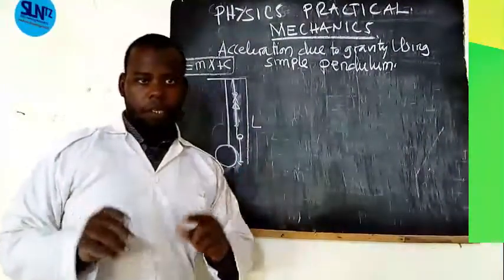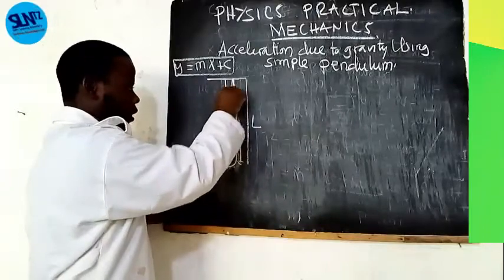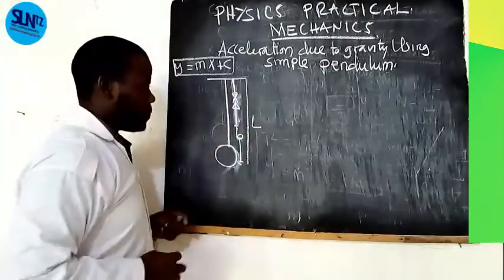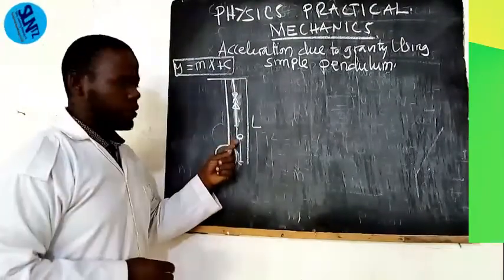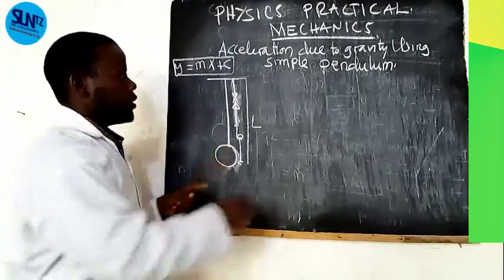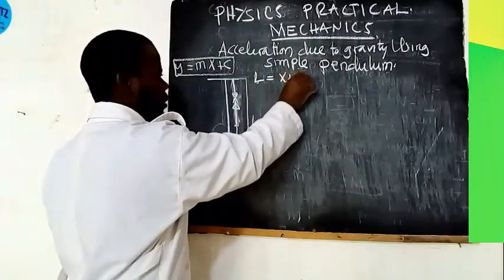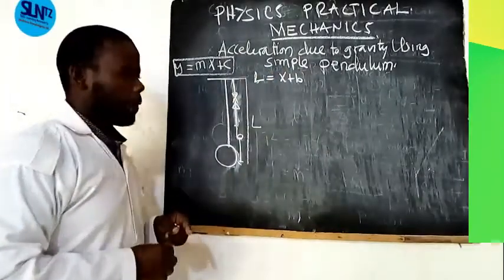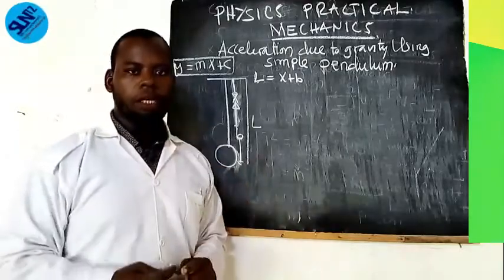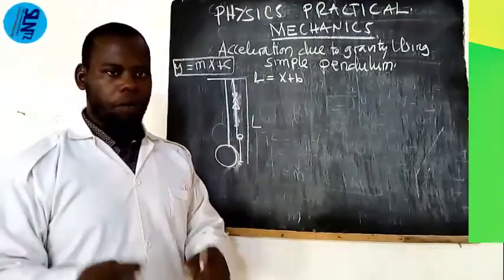For the second setup, we have a pendulum x, you have b. It means your L is x plus b. L is equal to x plus b. So what will be the nature of your equation and the nature of your graph?